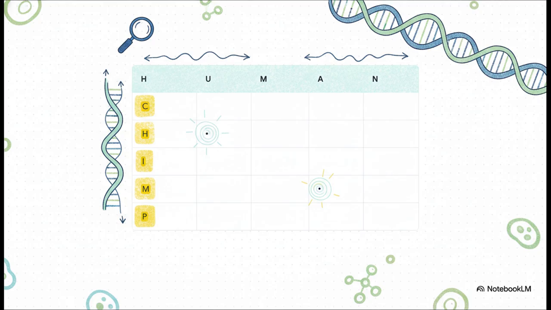And anywhere the letters match up, like you see here with the H in human and chimp, you put a dot. Now, if you do this for two sequences that are really similar, all those little dots are going to form a nice, clean diagonal line. It's an instant visual cue that they're related.